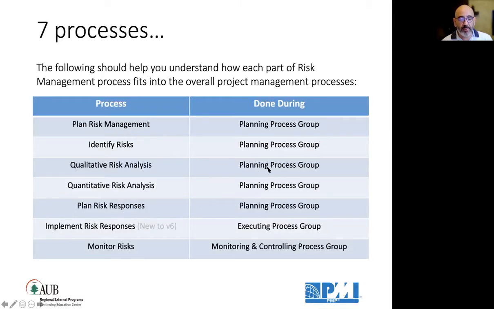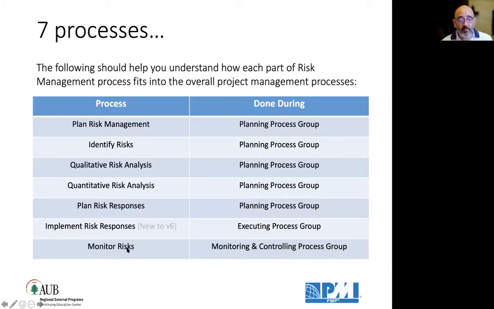So there are seven processes, starting with plan risk management. It will produce all the plans, procedures, templates, etc. of how we are going to go about identifying risks, analyzing risks, planning for risk response strategies, and implementing risk responses as per those strategies.